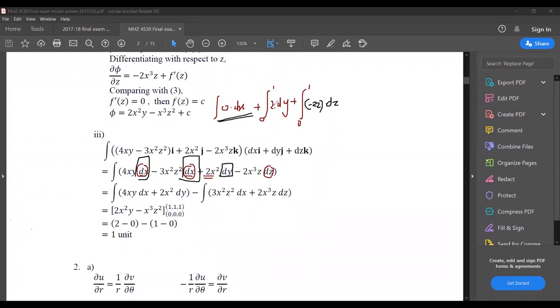If you integrate this one, the answer is 2y. If you substitute the upper limit and lower limit, you will get the answer as 2. Here, if you integrate, the answer is minus z squared, right? If you substitute the upper limit and lower limit, we will get the answer as minus 1. So while adding these two, you'll get an answer as 1 unit, right?